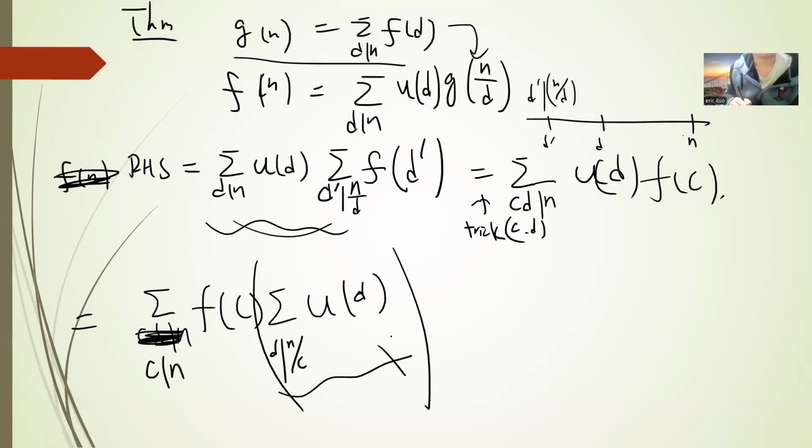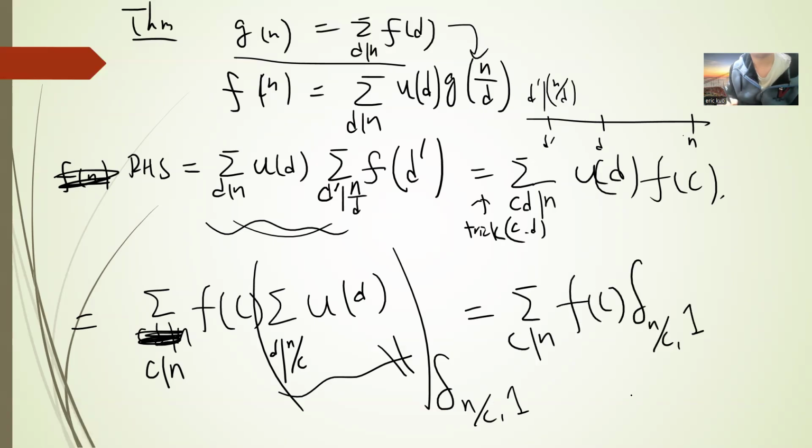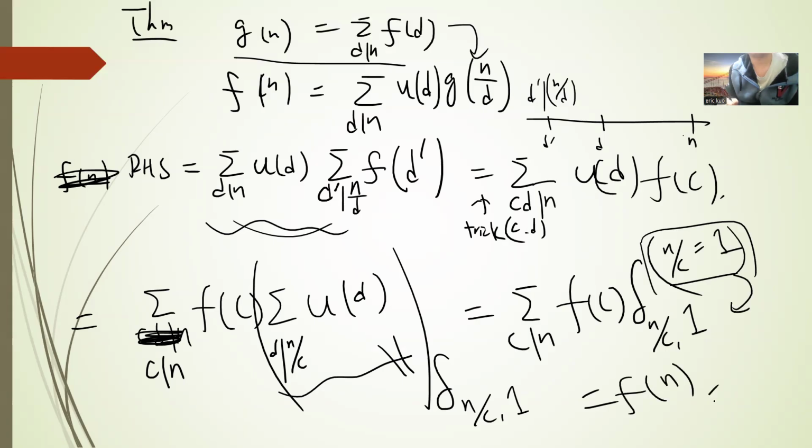And finish the proof, right? Because this guy is basically the formula, the lemma, which is c1. So I get delta of n divided by c, which is 1. So in order for this to be true, n over c needs to be 1, right? So this means this is f of n. Okay, so this proves the Mobius inversion formula.